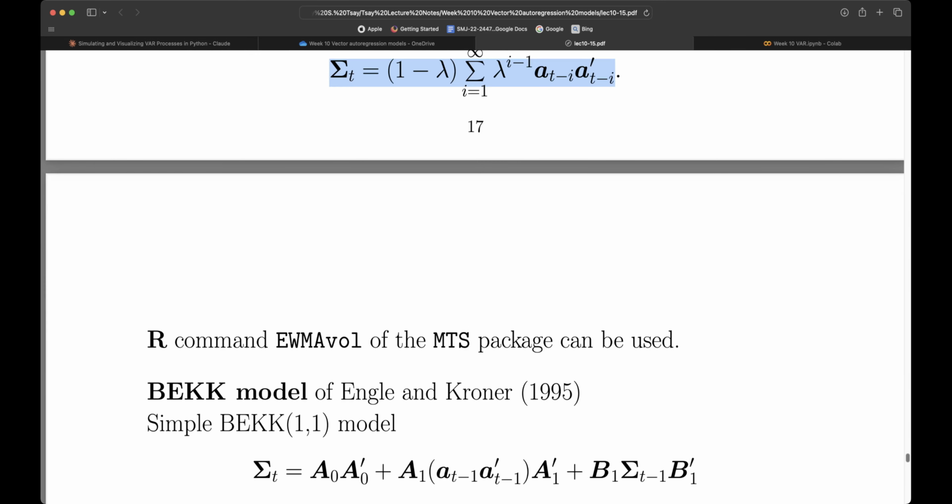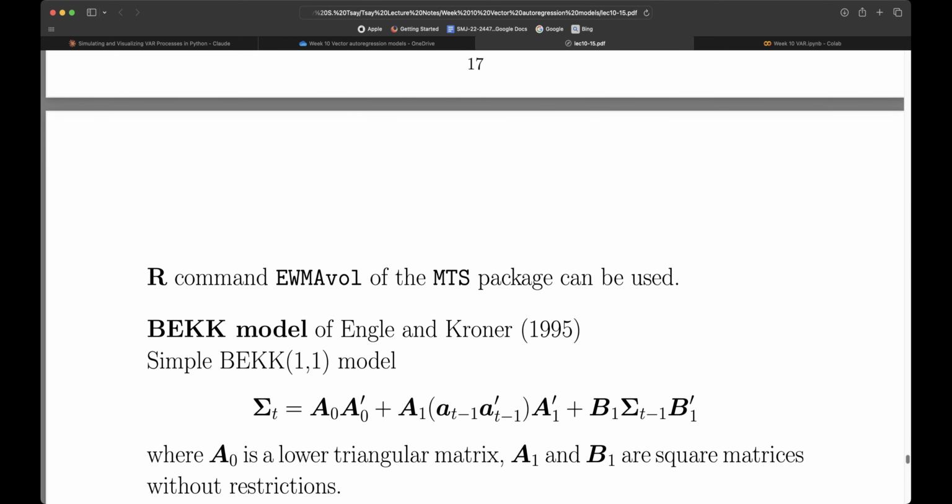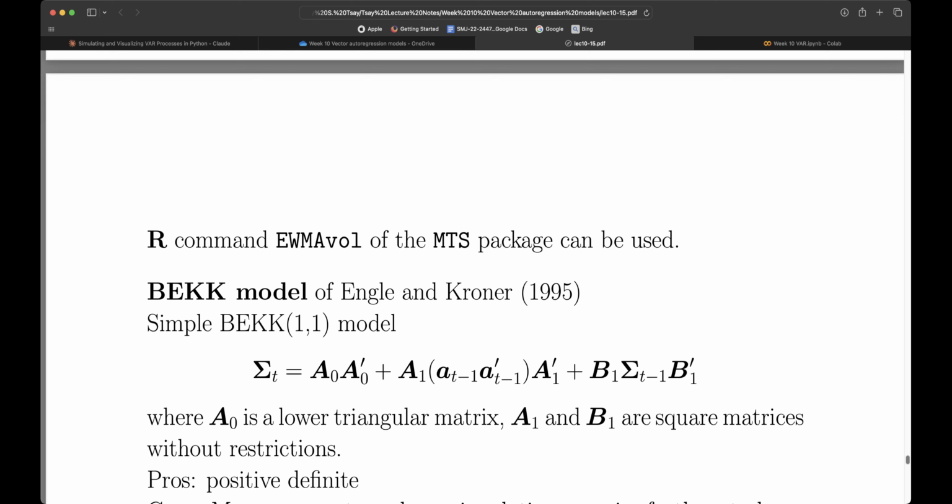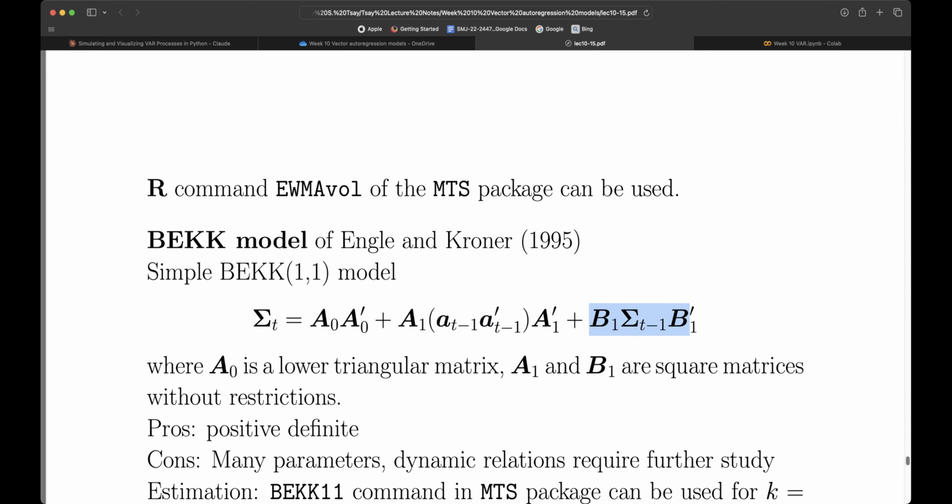There is an R command for this. The BEKK model of Engle and Kroner is a very famous model. The simple BEKK 1 model is sigma t equals A0, which is a lower triangular matrix, times A0 prime, plus A1 and then this one, prime, and then we have some iterative relationship. Here A0 is a lower triangular matrix, and A1, B1 are square matrices without any restriction. It is positive definite because of this term and this term and this term. They are all cross multiplied.